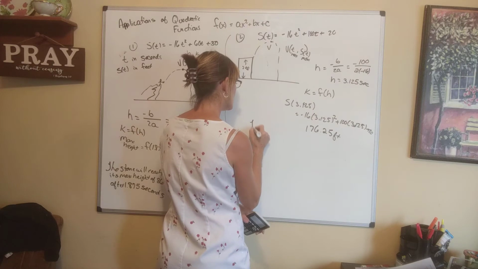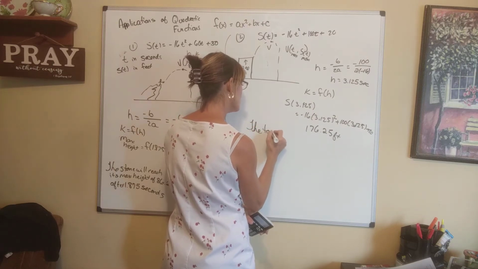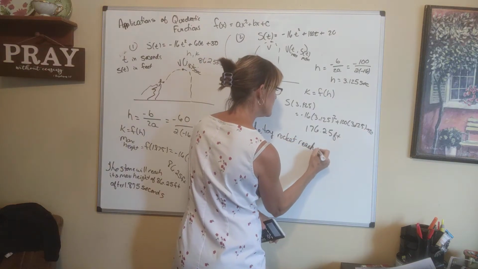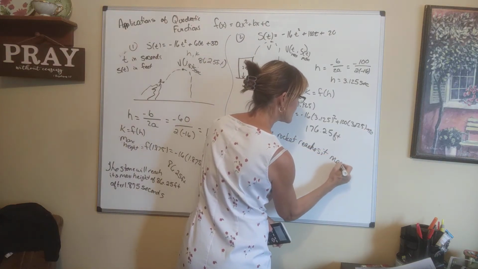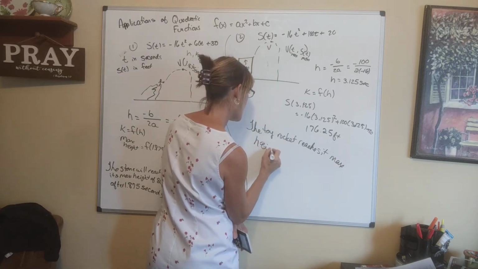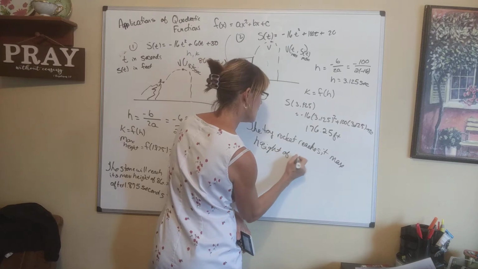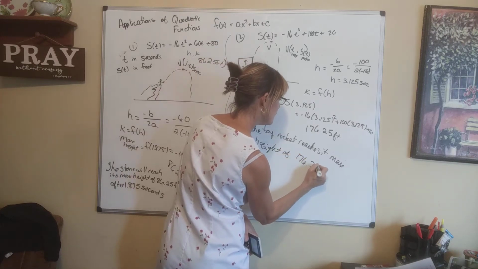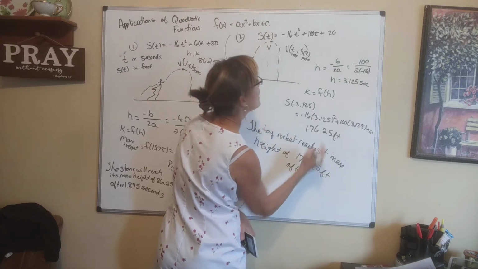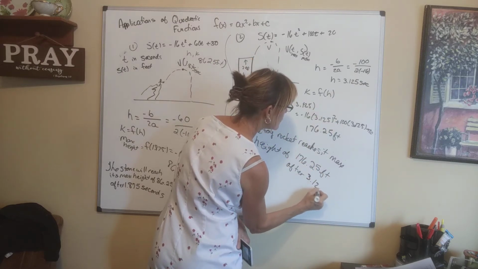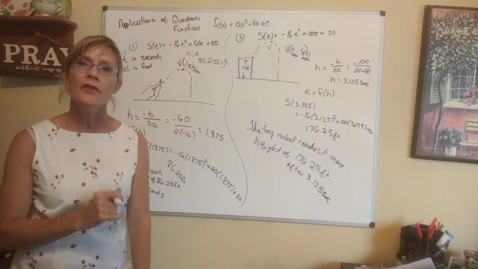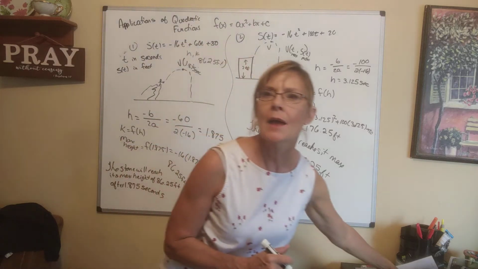Okay, can we write a sentence? Yes, we can. The rocket, the toy rocket, reaches its maximum height of 176.25 feet after 3.125 seconds. Okay, so there are a couple of examples of applications.